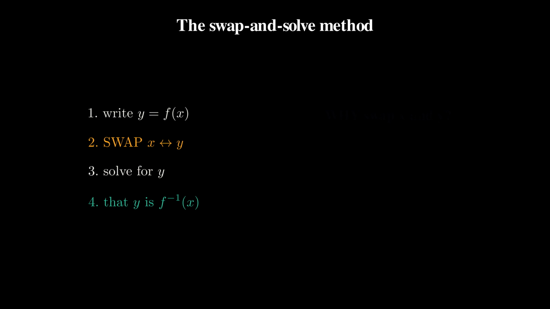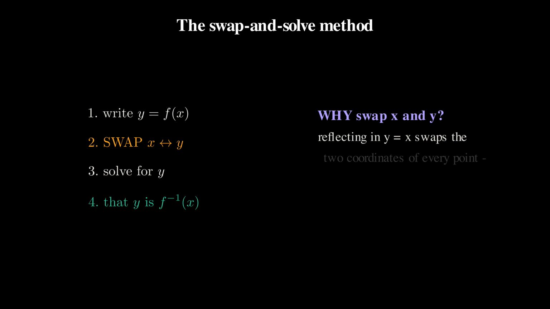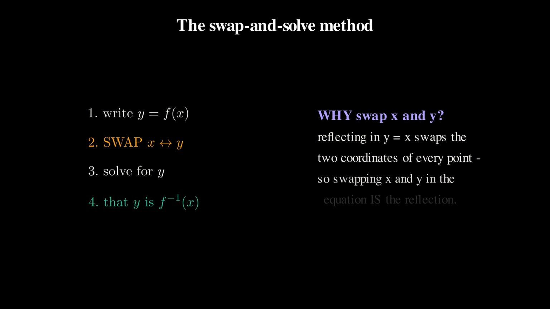And step 2 isn't a magic trick. It's the reflection in disguise. Flipping over y equals x swaps the two coordinates of every single point. So swapping the letters x and y in the equation does precisely the same job. Understand that, and you'll never forget the method.